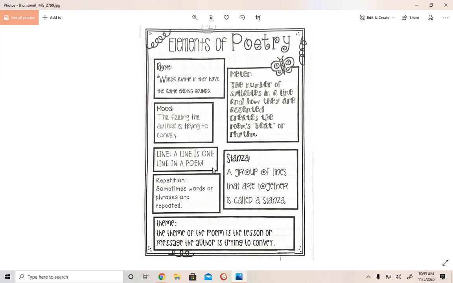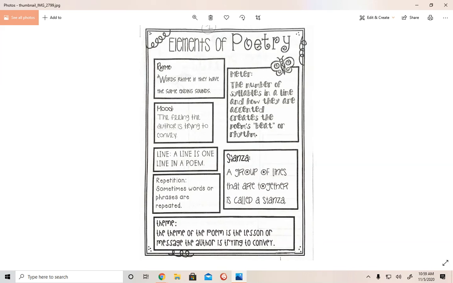The next one we're going to talk about is a line. A line is just one line of a poem. You can think of it kind of like a sentence, but it's not always a complete sentence, okay? The line is just one line of the poem. If we numbered our lines, maybe they would be 1, 2, 3, and 4, and somebody could say, what did it say on line 4? Okay, so lines are very important.